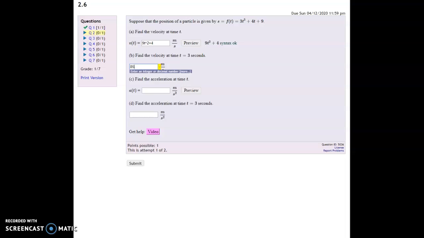Okay, so then we want the acceleration. So if we think about acceleration, acceleration is how fast your speed is changing. So it's another step up the rate of change kind of ladder. So we want the second derivative. Well, we've already taken the derivative once, so if we take the derivative again, we get 18t, and then the derivative of 4 is 0 since it's a constant. So it looks like 18t is our acceleration equation.